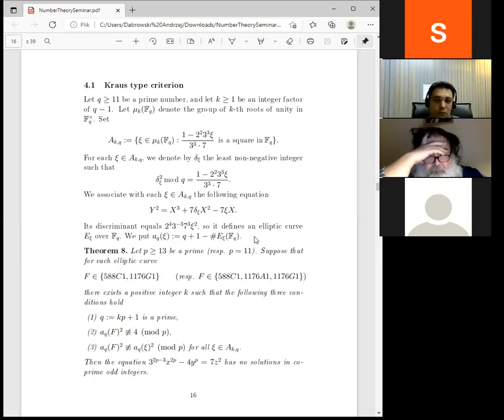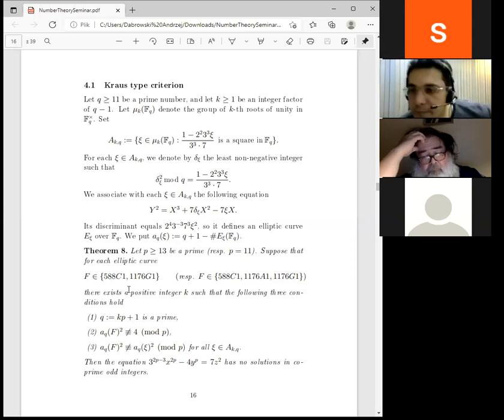Kraus criterion is the following theorem in our situation. So we need only to eliminate two elliptic curves. Of course, actually four, but because for the remaining pair of curves, the squares of the traces of Frobenius are the same, it's enough to consider only one pair. It is because we need only squares of Frobenius traces, so it is better.